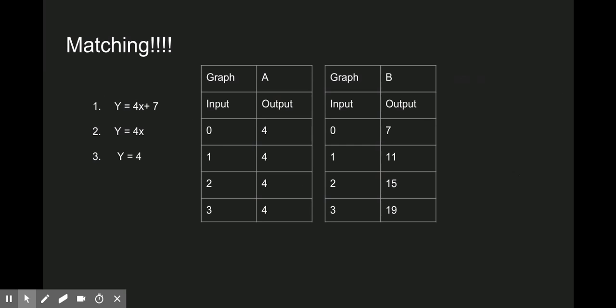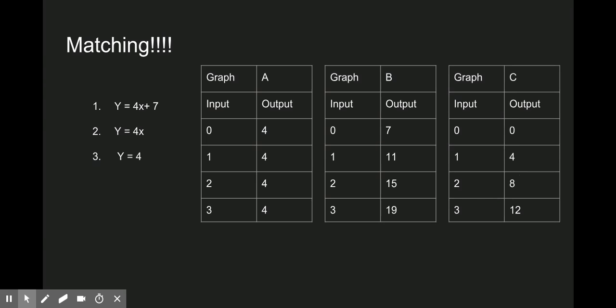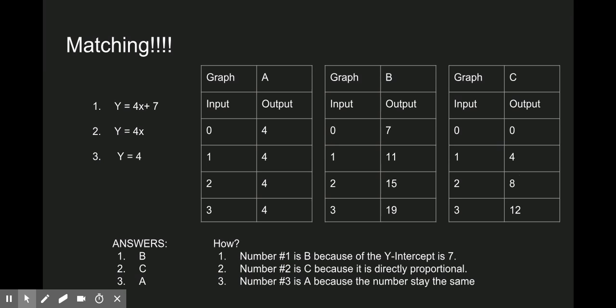Matching! Solve the following in the next 5 seconds. Solve them. Here are the answers. Number 1 is B because there's a y-intercept, clearly. And number 2, it's C because it's directly proportional because there is no y-intercept. And number 3 is A because the output never changes.